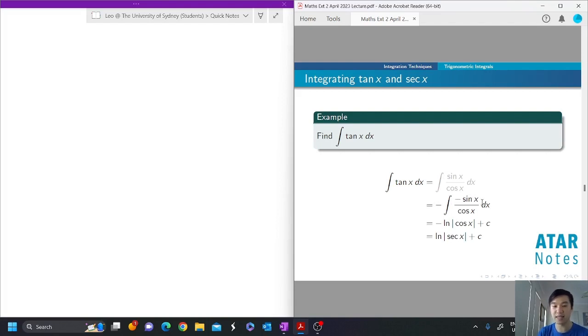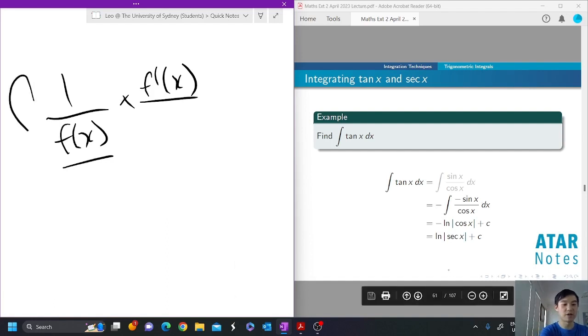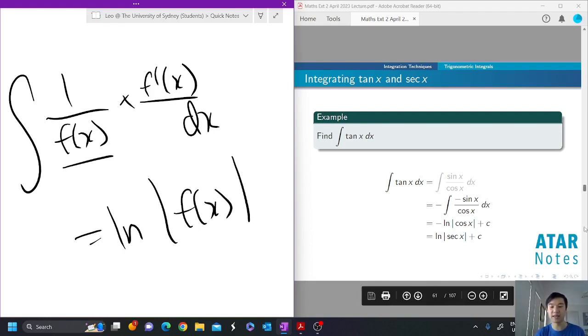And then this is in that beautiful form we love, where we've got 1 over f of x, but it's being multiplied with the derivative of the function inside. So when you integrate, this will become ln absolute value of that function. So it's going to be negative ln absolute value of cos x plus c.